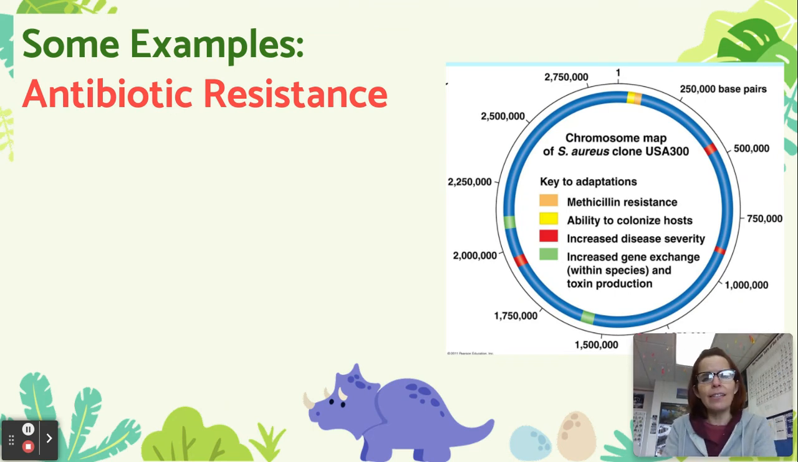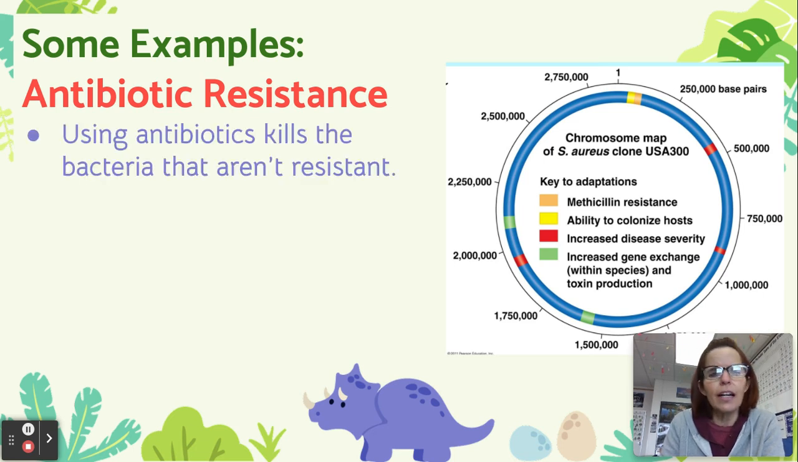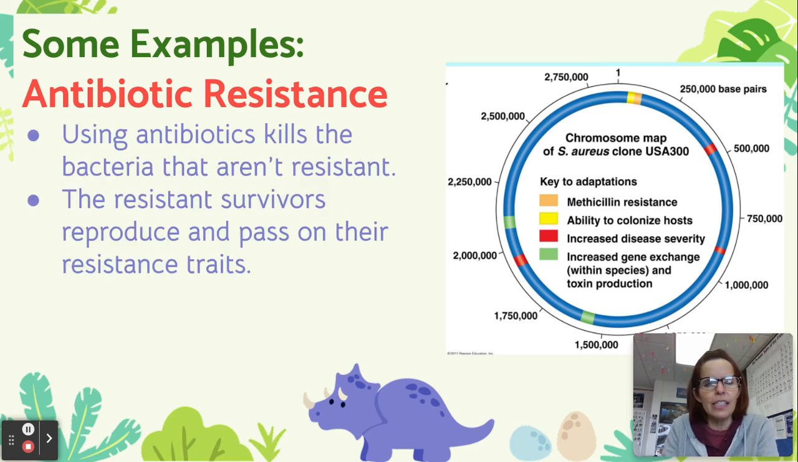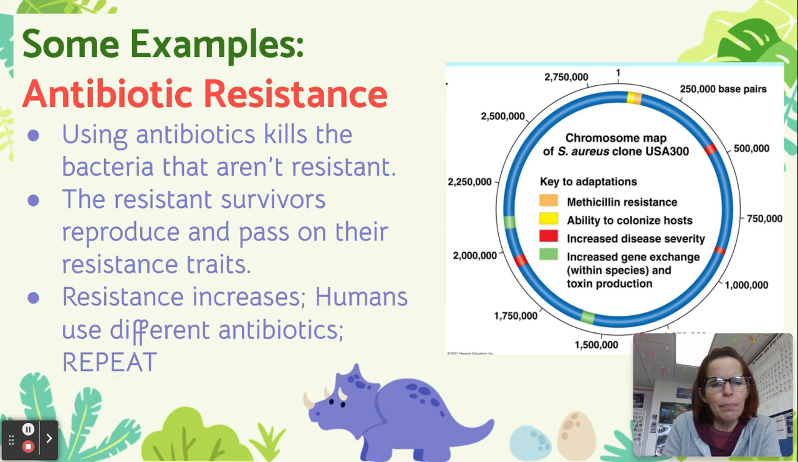We take antibiotics to kill bacteria. We kill most of the bacteria. The bacteria that aren't killed now don't have competition, so they start reproducing and passing on their resistant genes. Using antibiotics kills the bacteria that aren't resistant. The resistant survivors reproduce and pass on their resistance traits. Resistance increases. Humans use different antibiotics. The whole process repeats. There are now varieties of tuberculosis that, last time I checked, and maybe we've come up with some new antibiotics since, are immune or resistant to all forms of antibiotics that we have at this point.